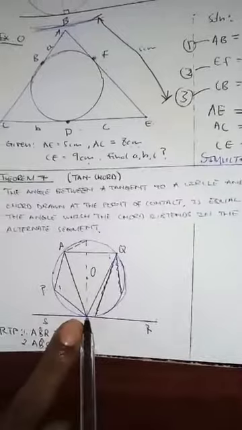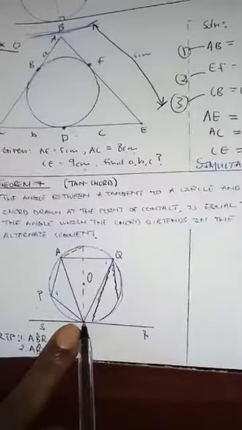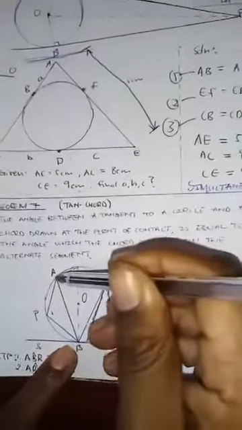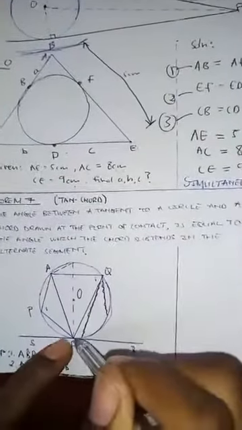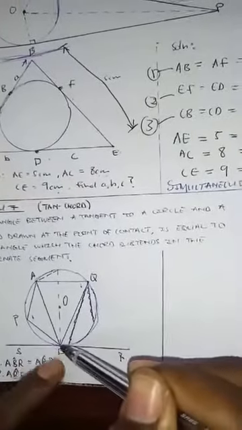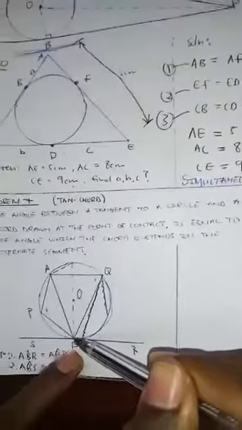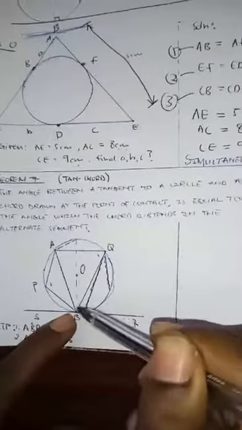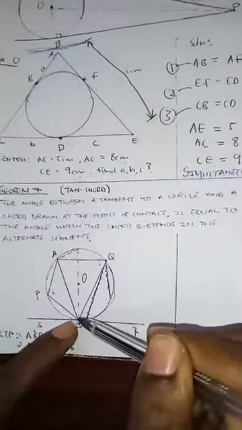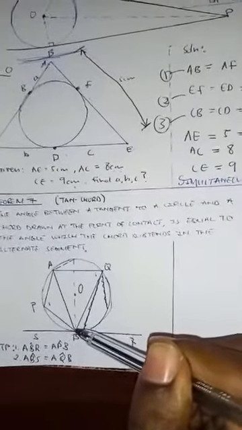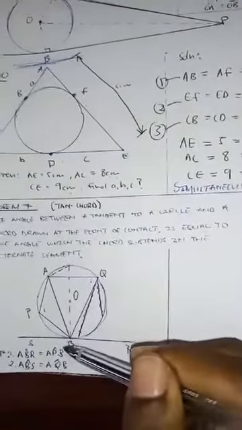And where is a chord drawn from that point of contact? We can see one chord here as AB. AB is a chord, but QB is also a chord, right? And PB is also a chord. So we have to focus our concentration here. Okay? So let's take AB.